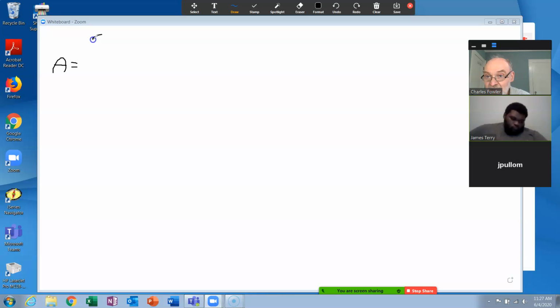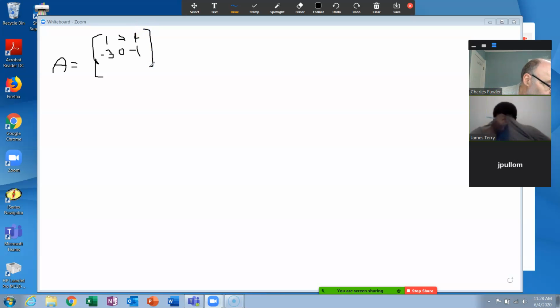So here's a matrix A. This matrix A is going to be ugly, but okay. 1, 2, 4. That's a 4 there. It doesn't look like it, but it is. Then -3, 0, -1. And 2, 1, 2.